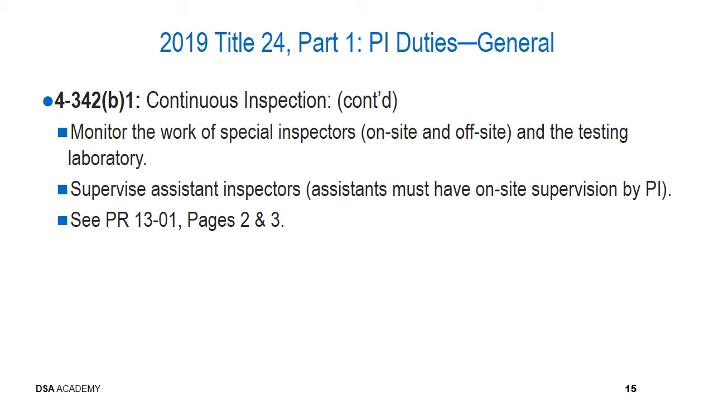Continuing on with the continuous inspection requirements and the project inspector duties, you are to monitor the work of special inspectors for both on-site and off-site work, as well as the testing laboratory. You're also to be supervising any assistant inspectors that may be on a given project, and assistants must have on-site supervision by you as the project inspector for a given project. You can refer to DSA Procedure PR 1301, pages 2 and 3 for additional information related to these topics.